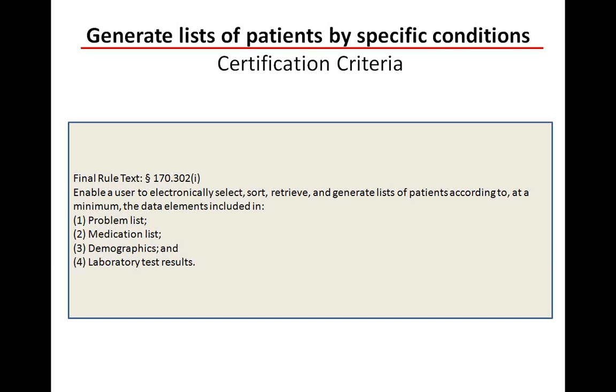So, certification criteria supporting this objective. If you do have an EHR that's certified, that means that your electronic health record has been tested and approved to enable you to electronically select, sort, retrieve, and generate those lists of patients according to the data elements that you define. At minimum, the system has been tested to sort patients based on a problem list, medication list, demographics, or laboratory test results. Though this is a minimum list, so just because your EHR has been tested against these 4 criteria doesn't mean that's all it's capable of.